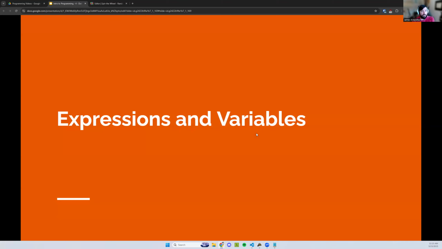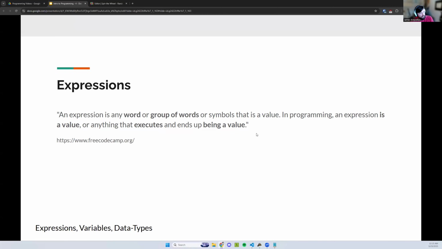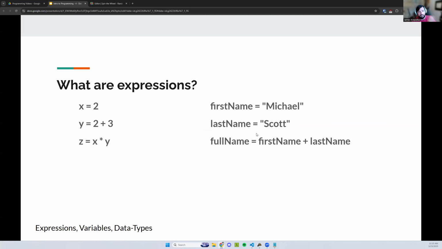Now let's talk about how we use values and where we put them. So first we've got expressions. An expression is a word or group of words or symbols that has a value. In programming, an expression is a value or anything that executes to become a value. So it's either a value or you can do the thing and it will become a value, whatever the thing is. And if we look on this slide, I'll give you a little bit here. Which of these are expressions? Take a guess.